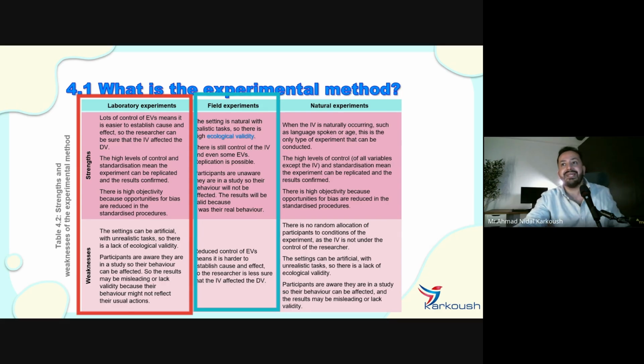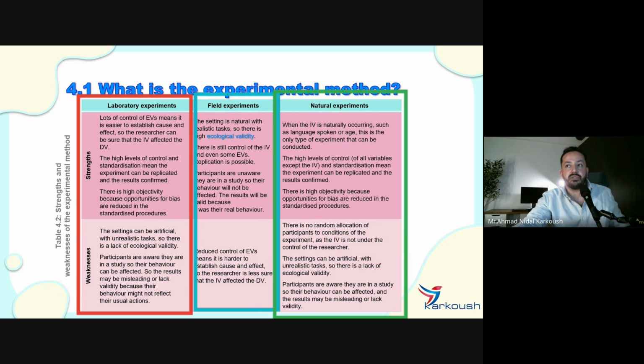The final one is the natural experiment, which is interesting because you don't really have control over lots of things. But in the natural experiment, the IV is something that naturally happens, like your gender or your age, or maybe the language you speak. So this is the only type of experiment that can be conducted, because I'm testing whether your age or your gender or your language affected something else.